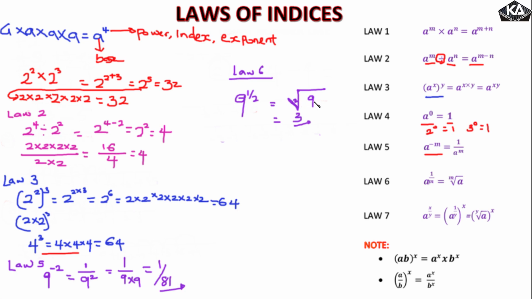Then this means the square root of 9. This fraction here, the denominator will take the root. Now, understand it. The denominator will take the root. That's how you will go about law 6. Anytime you have a fractional index that has 1 over whatsoever value it is, you find the root of the number relative to the denominator. Now, let's go to law 7.